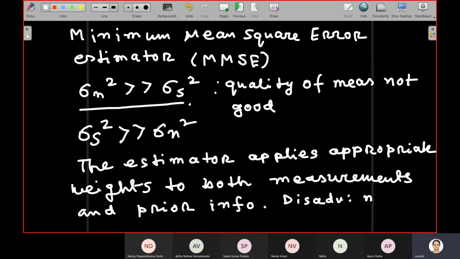The disadvantage is that this can give a non-linear estimate. What I mean by nonlinear estimate is that the estimate is actually a nonlinear function of y.